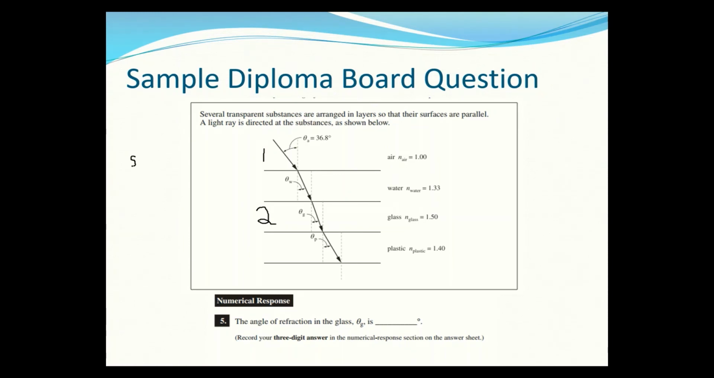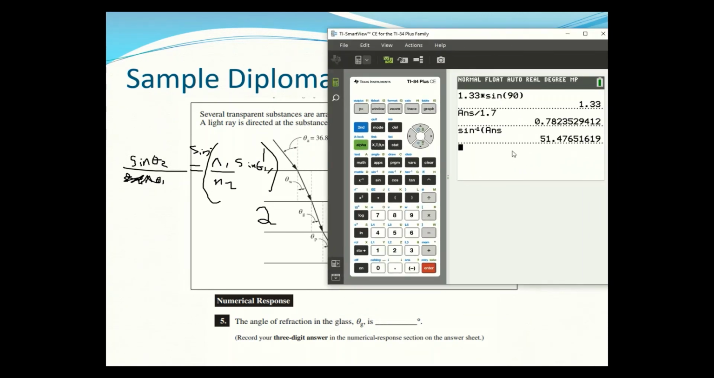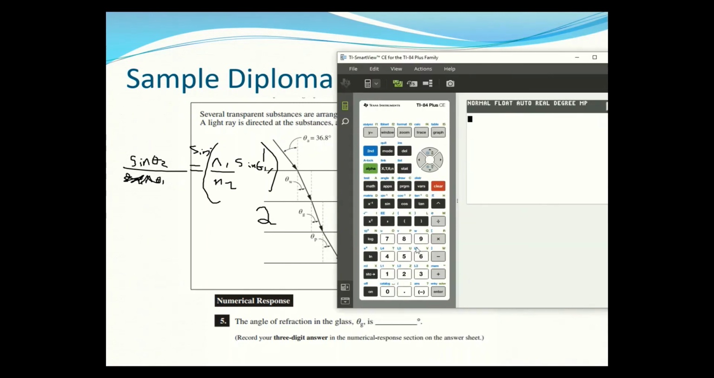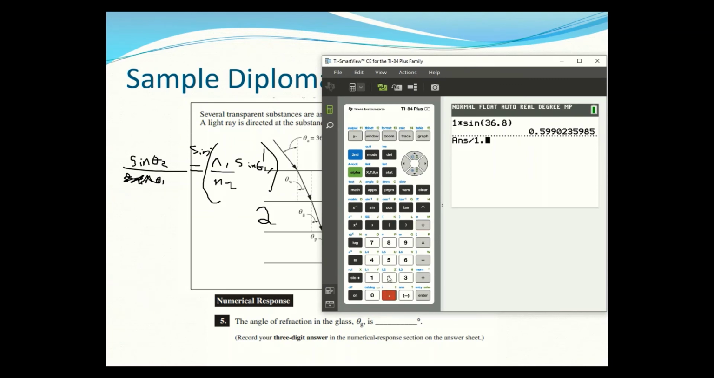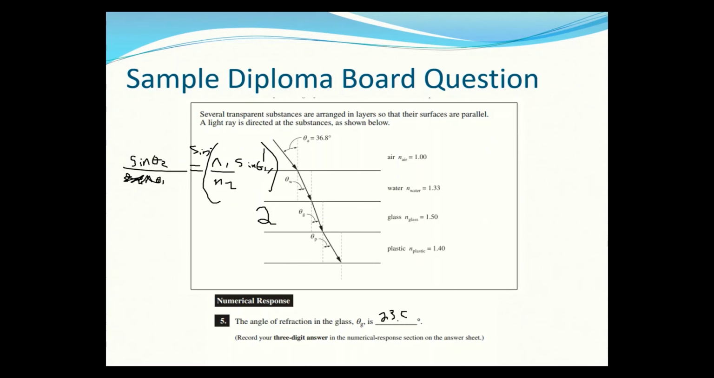So we're going to try to find sine theta 2 over sine theta 1 equals N1 over N2. Move sine theta 1 up top, and then sine negative 1 of this whole side here. N1 is the air, times sine theta 1, which is 36.8, and then divided by N2, which is the glass, 1.5, and then sine negative 1 of your answer, and you get 23.5. So 23.5 would be the answer for this one.